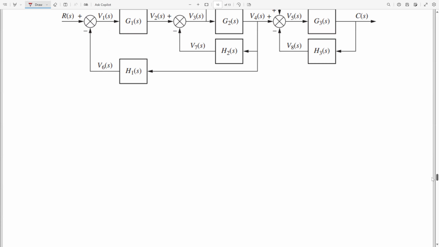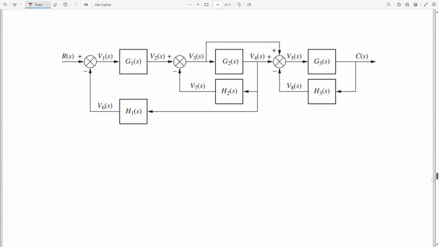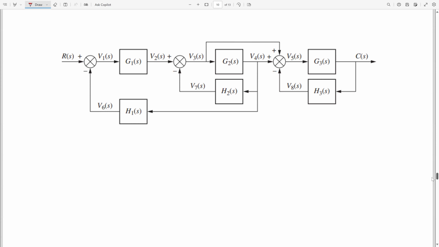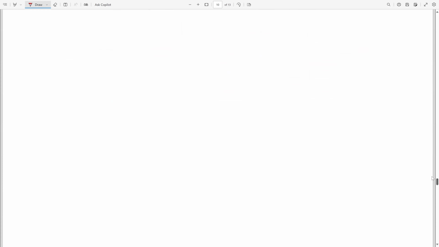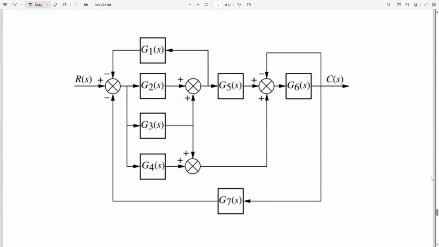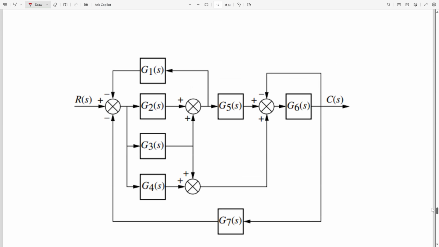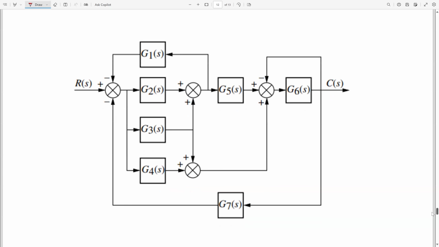This one is tricky, but it's actually very simple. They've named your internal signals for you. So there's no need to fret. But let's go to the next one. I want to show you something. Okay, this. So there's nothing too difficult about it. So all you have to do is just identify your forward path transfer. Just identify your main forward path.